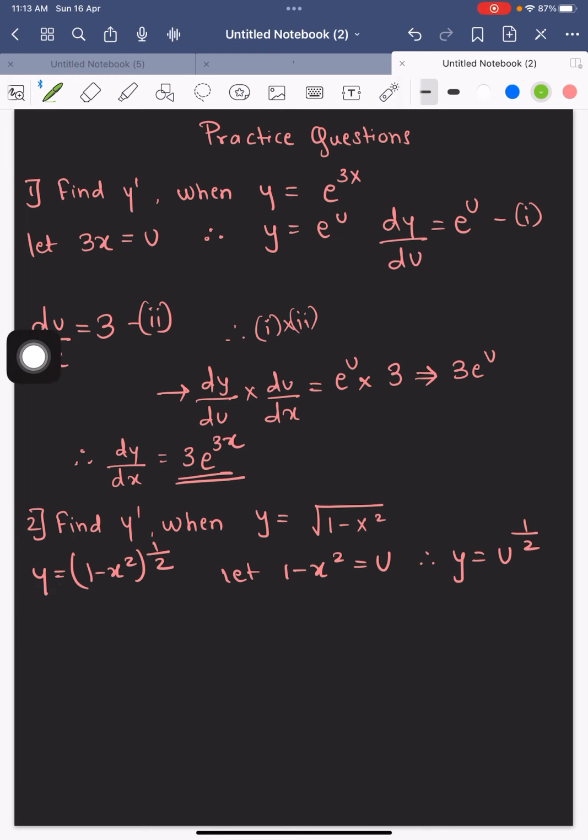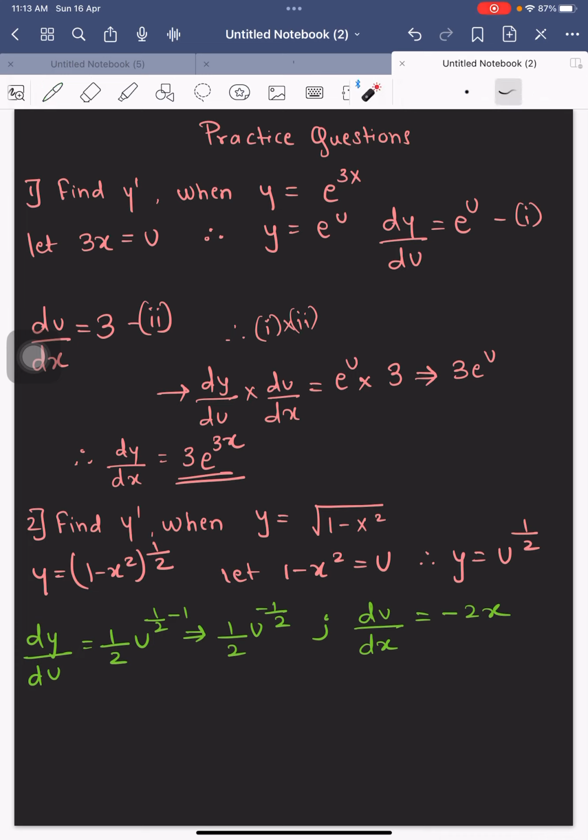Differentiating with respect to u, dy by du becomes 1 by 2 नीचे, u raised to 1 by 2 minus 1, that will become 1 by 2 u raised to minus 1 by 2. And as u is equal to 1 minus x square, we can say du by dx will be minus 2x, right? So this is 1, this is 2, multiply 1 and 2, dy by du into du by dx is equal to half u raised to minus 1 by 2 into minus 2x.